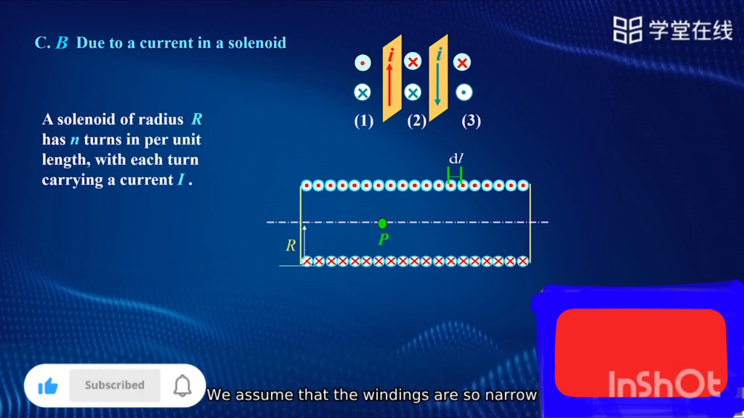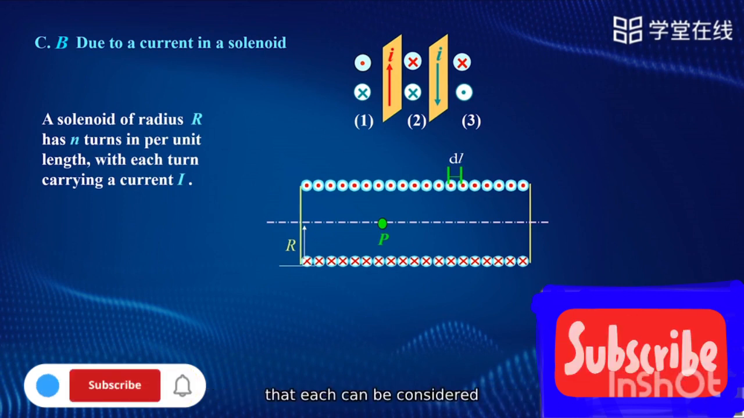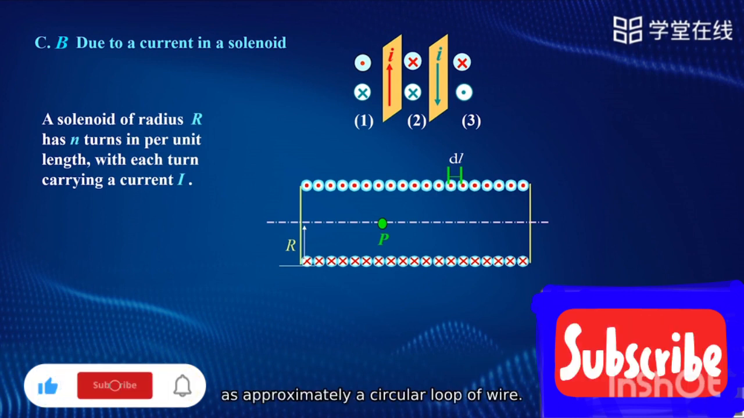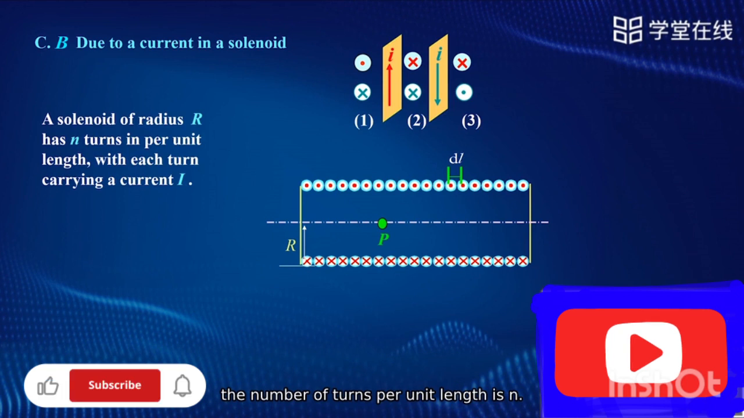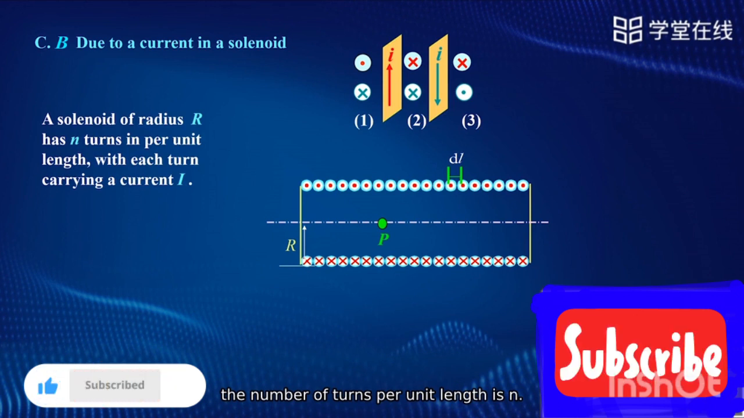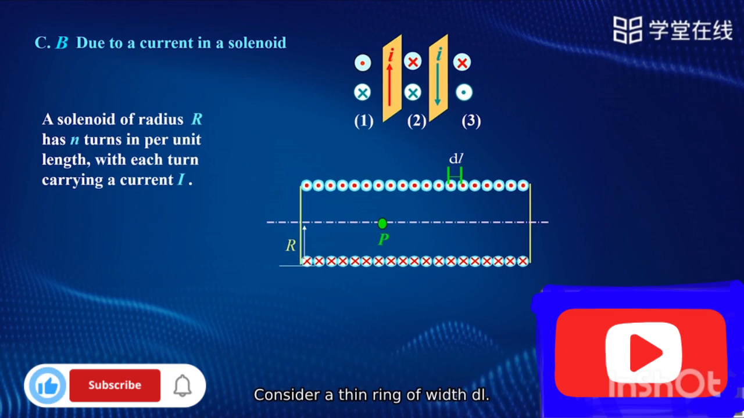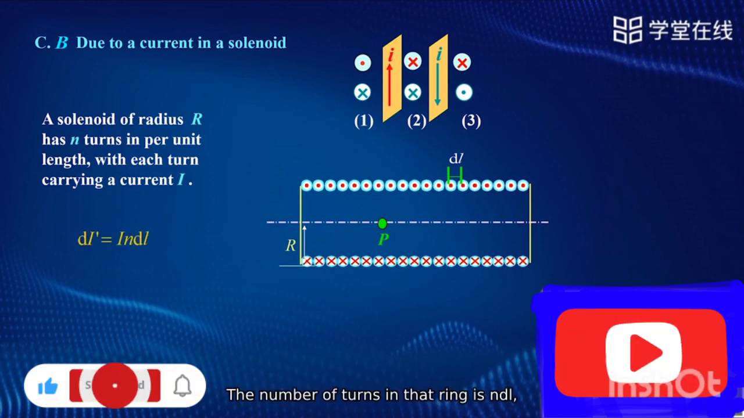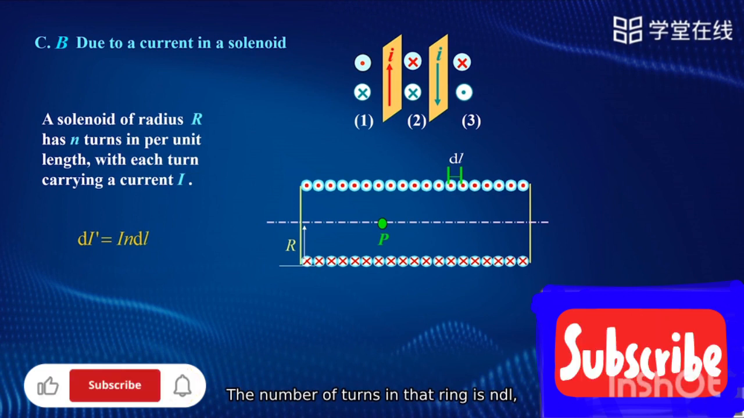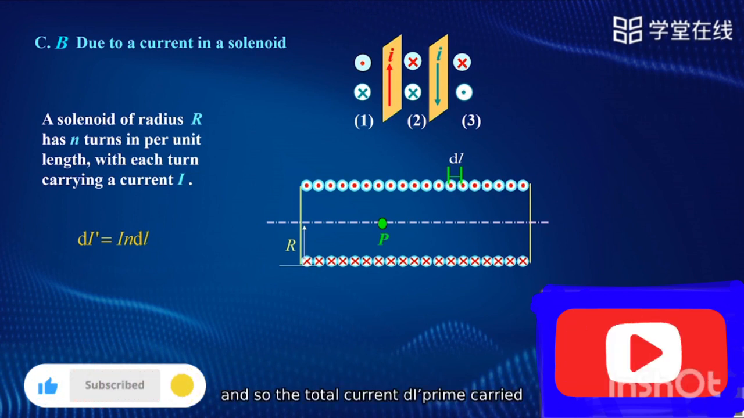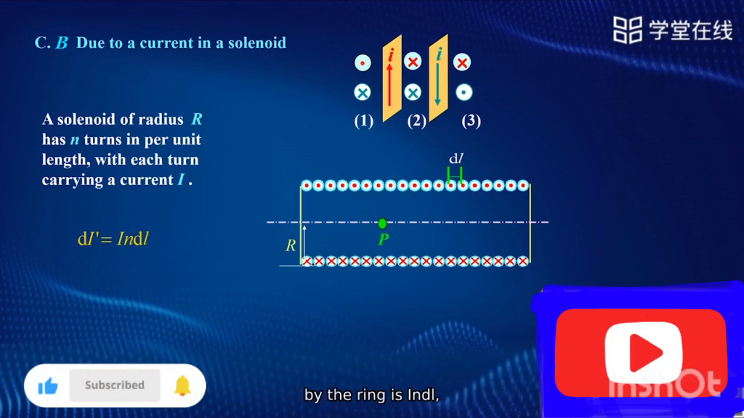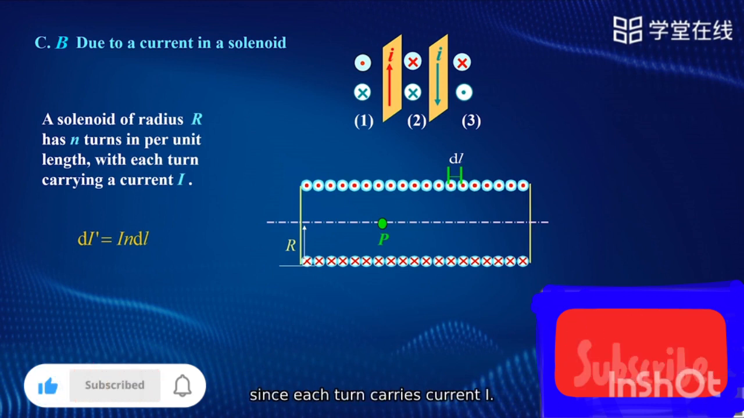We assume that the windings are so narrow that each can be considered as approximately a circular loop, where the number of turns per unit length is n. Consider a thin ring of width dl. The number of turns in that ring is n dl, and so the total current dI prime carried by the ring is I n dl, since each turn carries current I.